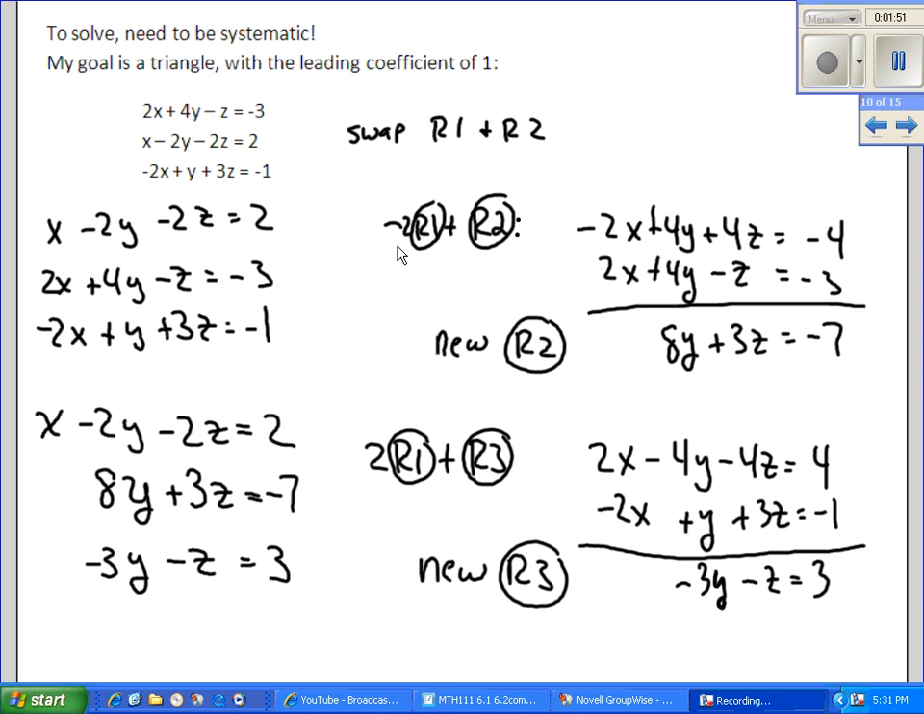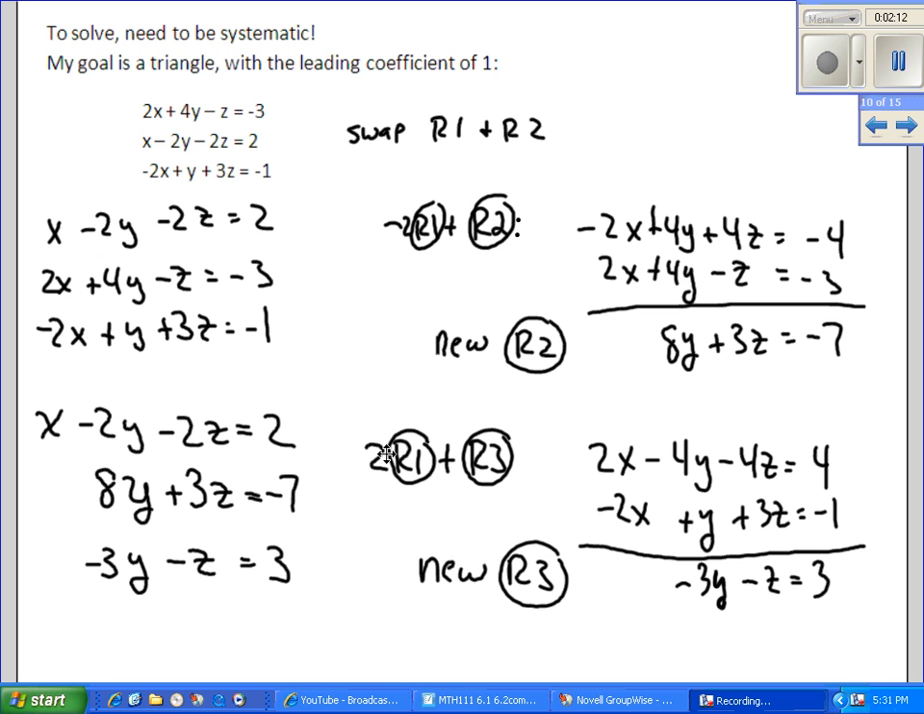Okay, so I'm going to take negative 2 times my first equation and add it to my second equation. So negative 2 times my first equation will give me this. Here's my second equation unchanged, and when I add them together, I get this equation that only has y and z. And this is going to be my new equation 2, or row 2 of the system.